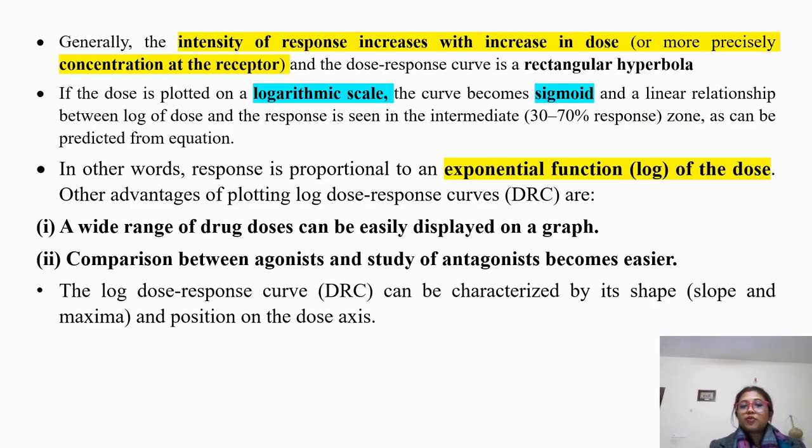Other advantages of plotting the log dose-response curve are that a wide range of drug doses can be easily displayed on a graph, and comparison between agonists and study of antagonists become easier. The log dose-response curve can be characterized by its shape, slope and maxima, and the position on the dose axis.